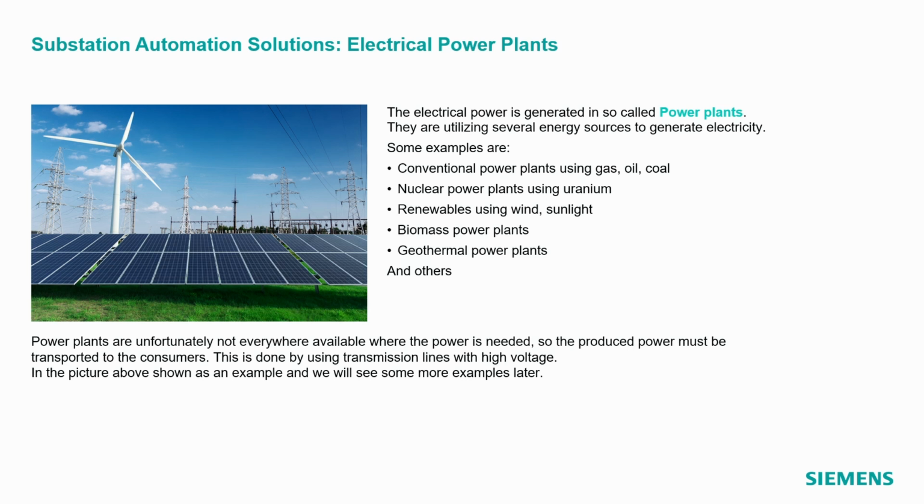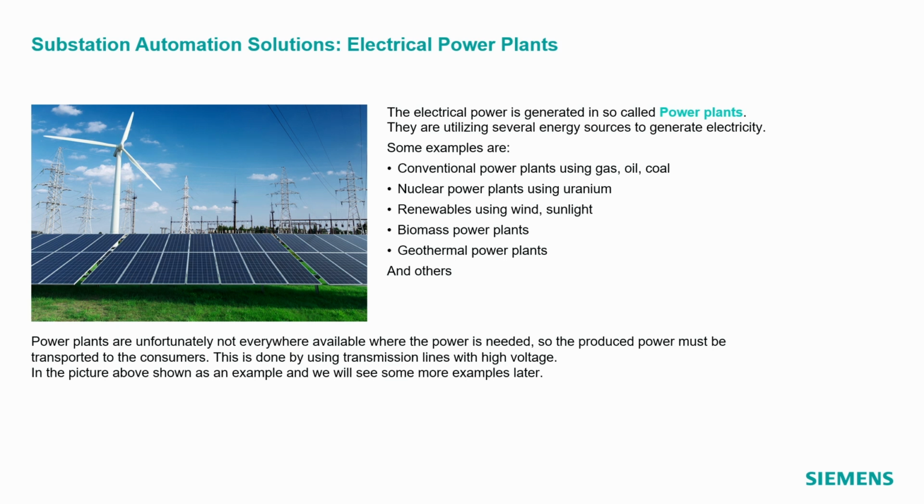As an example, wind farms can be offshore in the sea, or solar farms are installed in the sunny south. Types of power plants are, for example, conventional types using gas, coal, oil, nuclear power plants using uranium, renewables using wind and sunlight, biomass, geothermal, hydrogen and others. In the slide picture here you can see a photovoltaic power plant with connected high voltage transmission line in the back to transport the generated power.